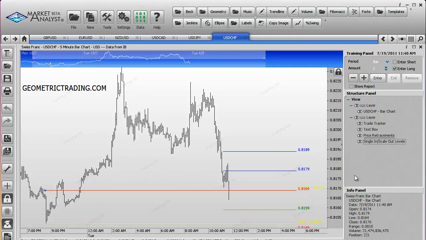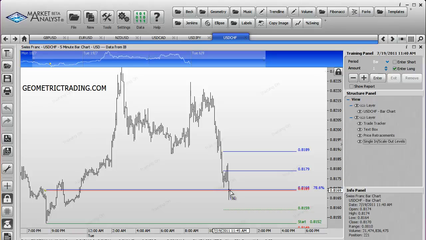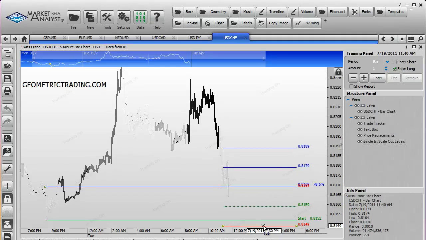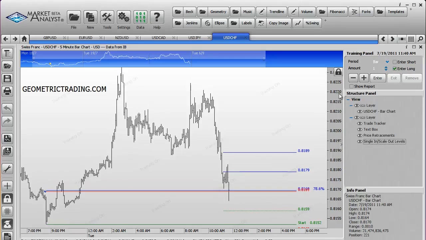Okay, and so this bar here, I've just added a bar. We would have been filled here at our entry point. We're buying 3 Forex contracts, dollar Swiss, right here at the 78.6% retracement. We put our initial stop in all 3 contracts down here at 81.49. Now let me go ahead and add some more bars.